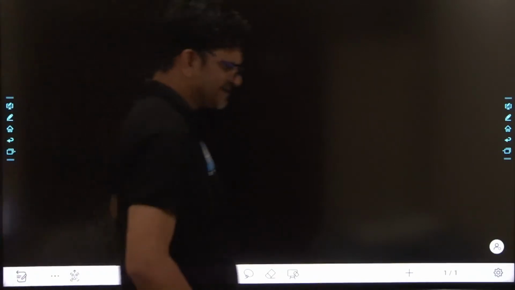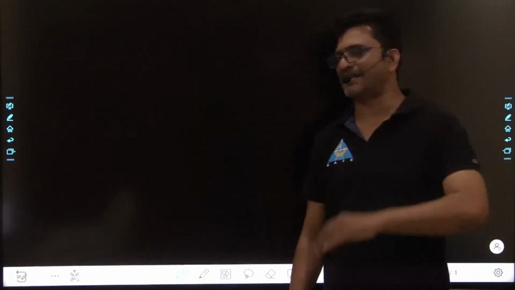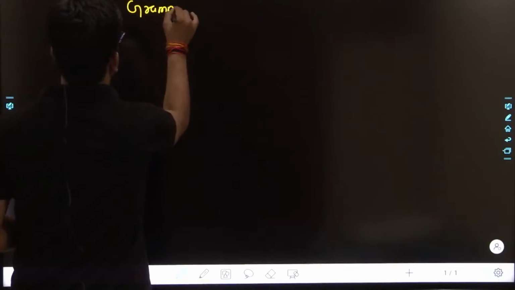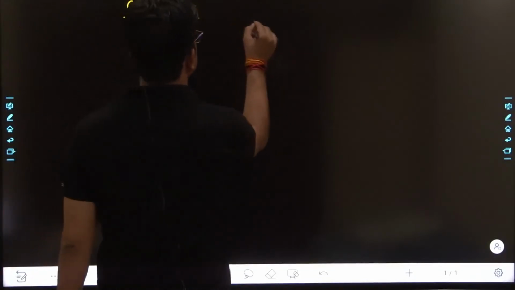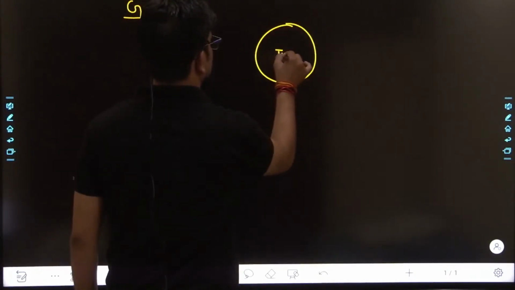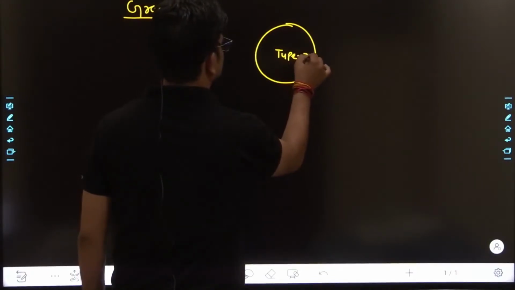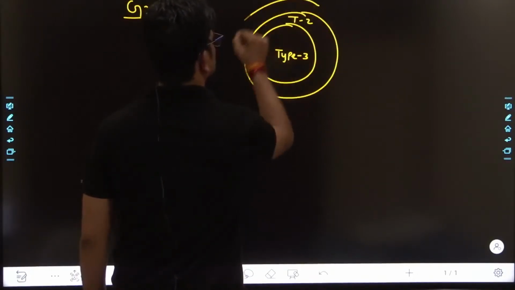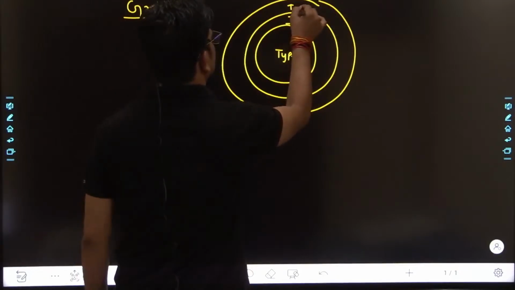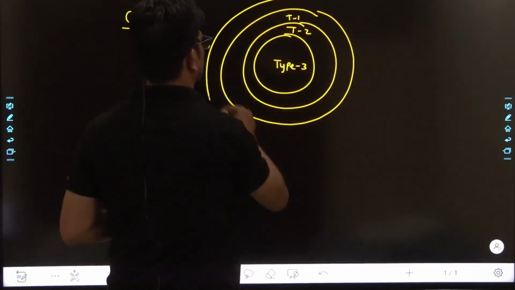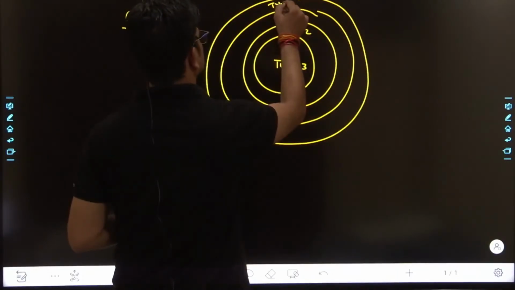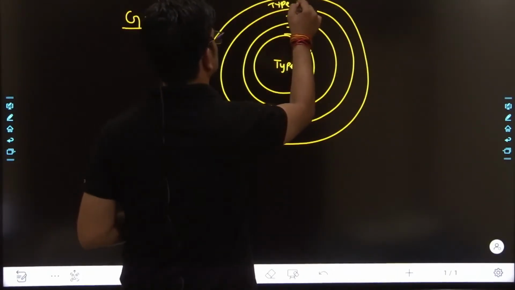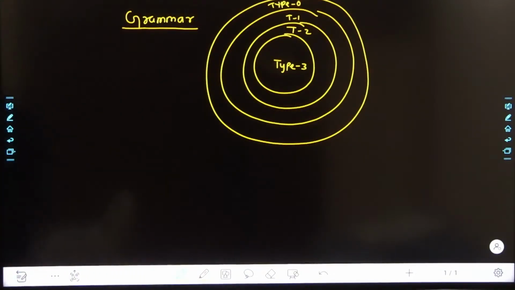Okay. In last class we started grammar. According to Chomsky, grammar is classified into three categories: type 3, type 2, type 1, and another is type 0. So first we will see type 0.